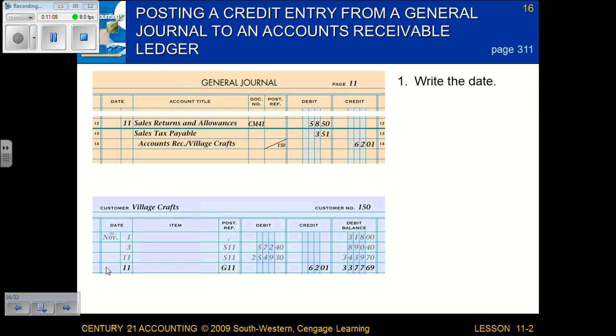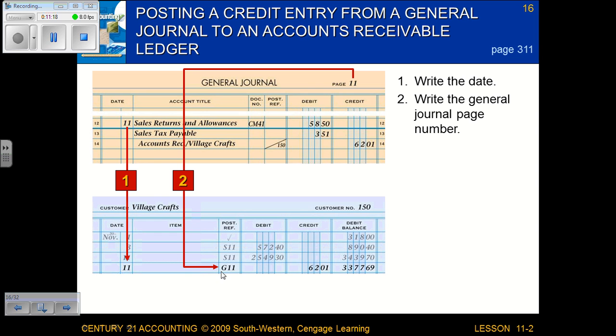So we're going to start with the date, the 11th. We don't have to write the month because we're already in that month. Next, we're going to write where the information came from. This is a general journal, so it's a G, page 11, so G11 comes down here to the post reference. We are only dealing with the accounts receivable Village Craft. We are doing sales returns and allowances and sales tax payable.